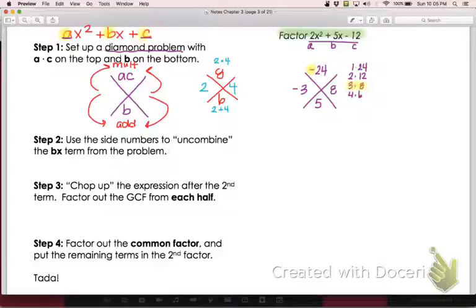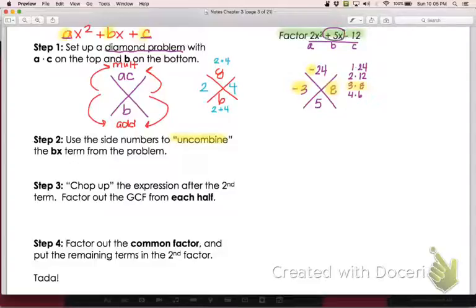Now, step 2 is we're going to use the side numbers. When I say the side numbers, we're talking about the solutions to our diamond, to uncombine the bx term from the problem. If you look at the example that we did before where we multiplied, remember our last step was to combine those two middle terms. Well, what we want to do now is uncombine them.